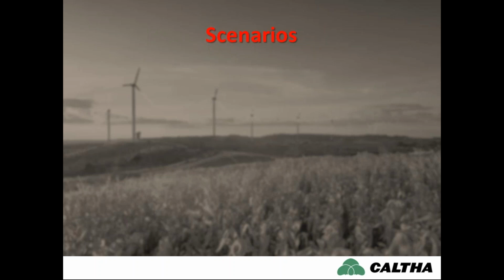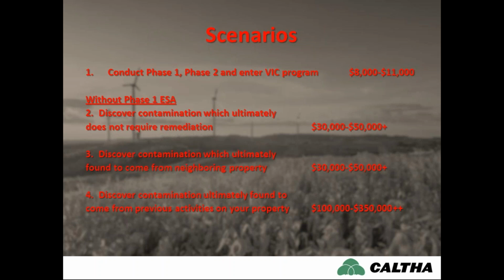So going back to our case study, the first scenario was actually what we went through. So we had a Phase 1, a Phase 2, and the property owner and their lender entered the VIC program and got a release of liability. The cost for that scenario is typically going to be somewhere between $8,000 and $11,000. However, if a Phase 1 had not been completed and there was investigation and potential cleanup required, there are three additional scenarios which might be followed.